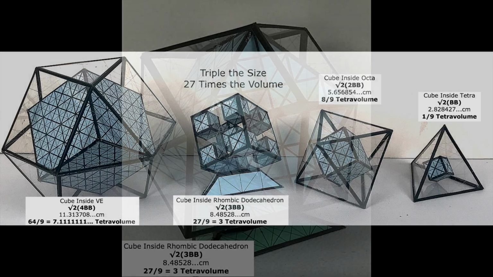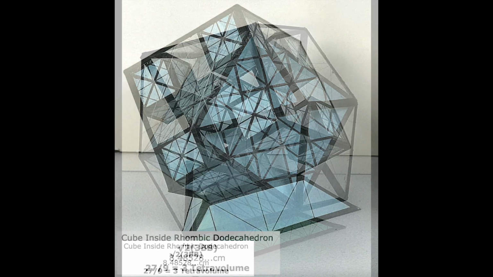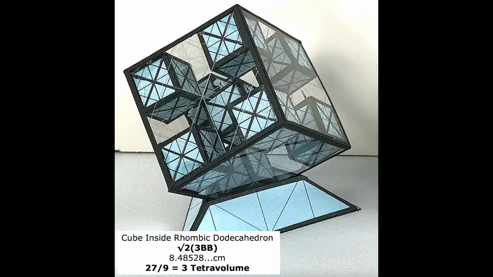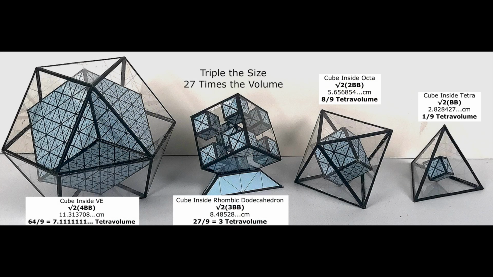Look at the square root of 2 3bb cube that fits inside the R dodeca. With the A and B modules, we know its volume is 3 TV. Divide that volume by 27 and you get the 1/9 TV, which is the volume of the cube inside the 6bb tetra with the edge of square root of 2bb. All of the other cubes in the sphere family are multiples of this volume and edge length.